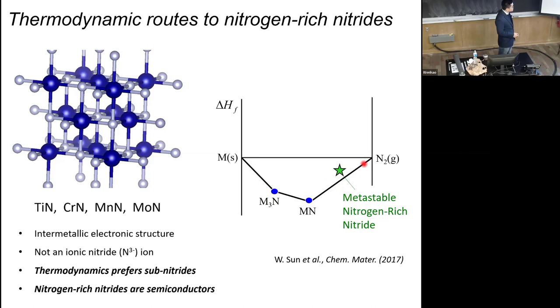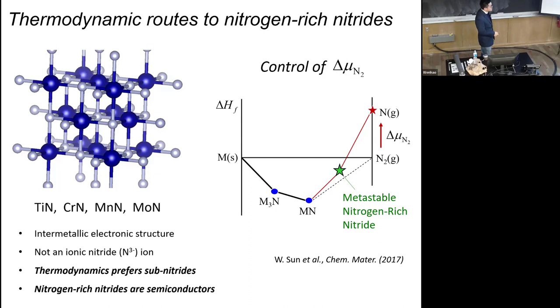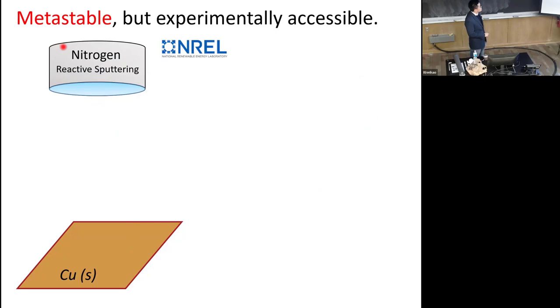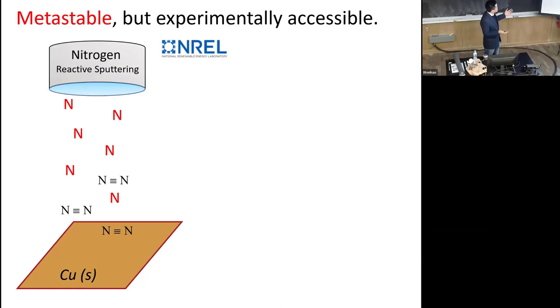However, N2 is a triple bonded molecule. So if we can break that triple bond, it would increase the chemical potential of nitrogen. And then this metastable nitride would be stabilized under elevated nitrogen chemical potentials. It's not just an idea. My collaborator at NREL, the National Renewable Energy Laboratory, does this system where they do nitrogen reactive sputtering on copper. And if you just sputter nitrogen like this, then by the time nitrogen gets to copper, it's recombined to N2 and nothing happens.